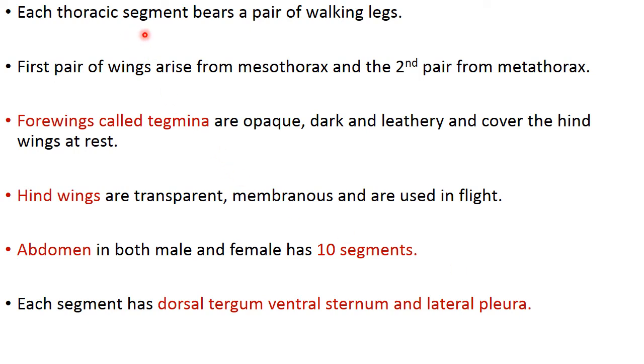And each thoracic segment will have a pair of walking legs. As we said just now, the first pair of wings arises from the mesothorax, and the second pair from the metathorax.